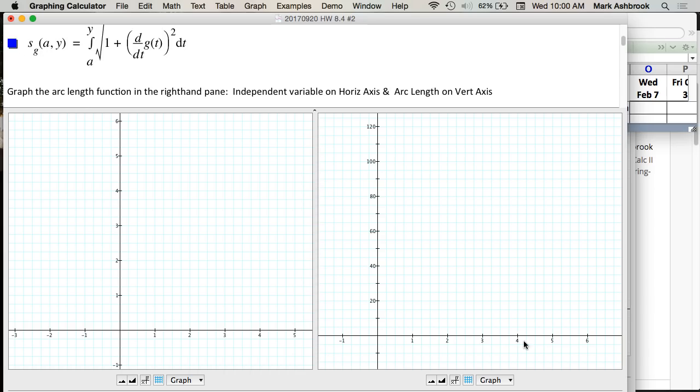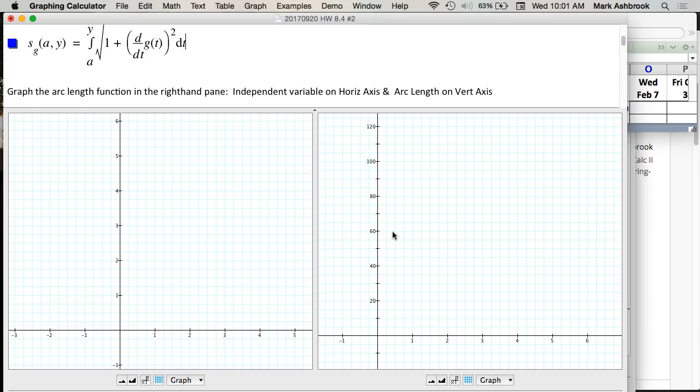Y or g of y? Y values, right? They're going to be the independent variable. I want that. So here's my independent variable going along this axis. As y changes, we accumulate arc length. So now over here, I want to have this be y, and then I want to track how much arc length I've accumulated on the vertical axis.